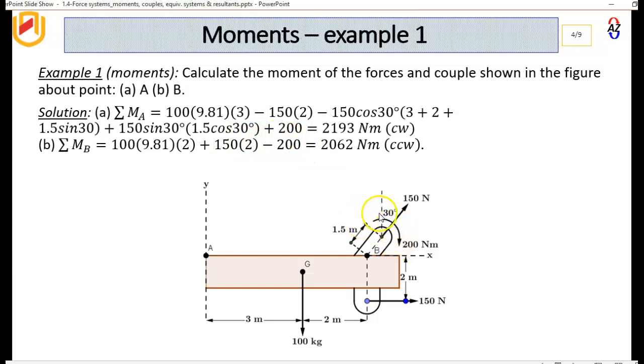The 200 here is a free vector, so you can place it anywhere. You can place it there or there. It doesn't really matter. You just say plus 200. And then once we do the arithmetic, we find 2193 Newton meters clockwise.